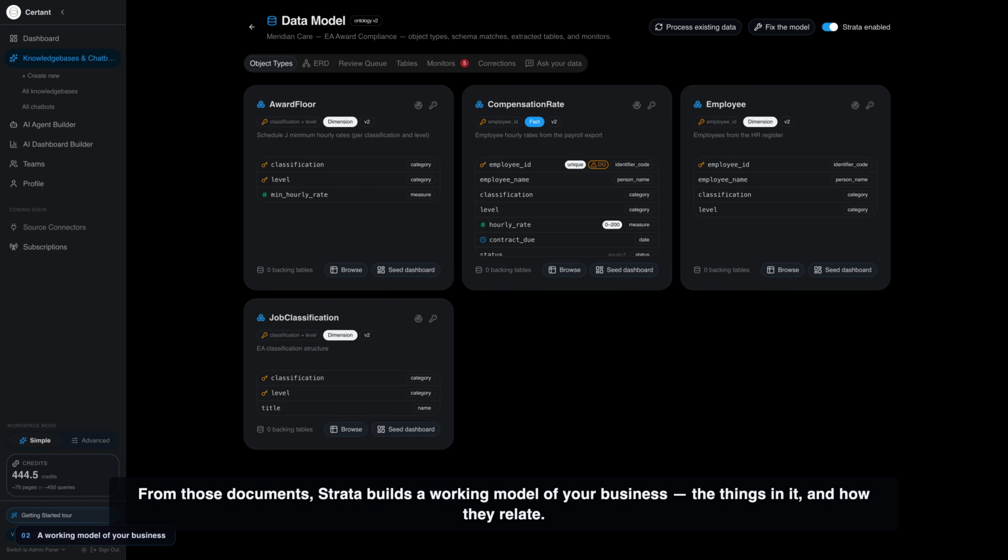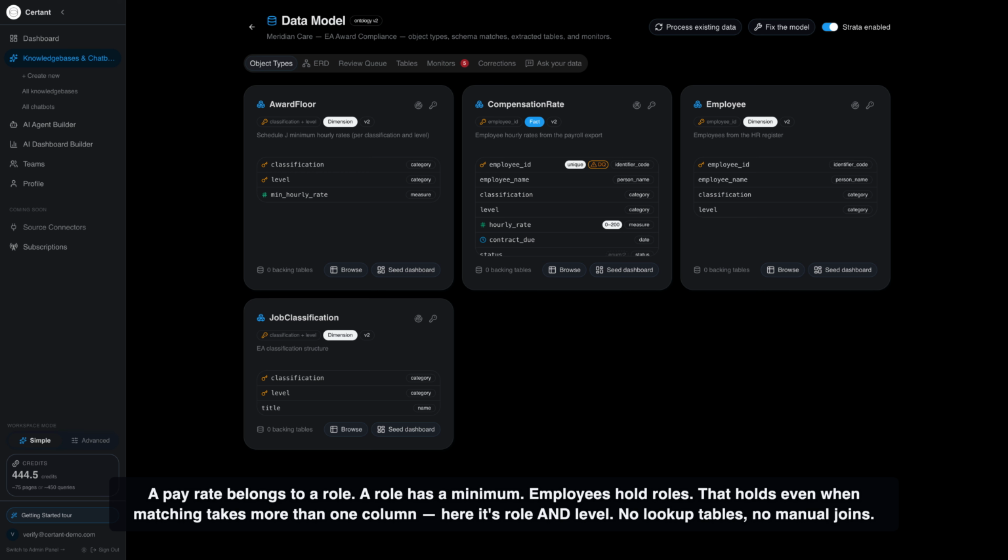From those documents, Strata builds a working model of your business, the things in it, and how they relate. Engineers call this an ontology. What it means in practice is that Strata understands how things refer to each other. A pay rate belongs to a role. A role has a minimum. Employees hold roles. This holds, even when matching takes more than one column. Here, it's role and level. No lookups and no manual joins.